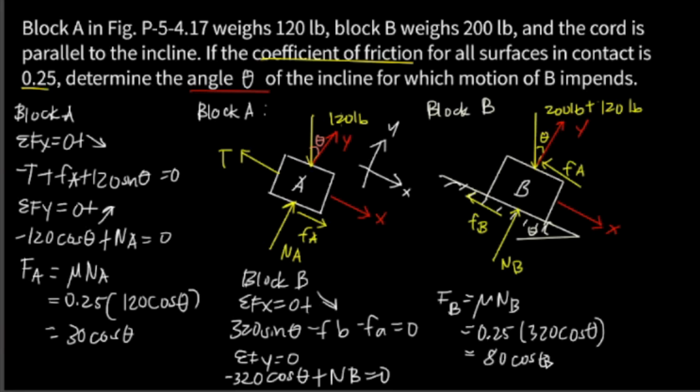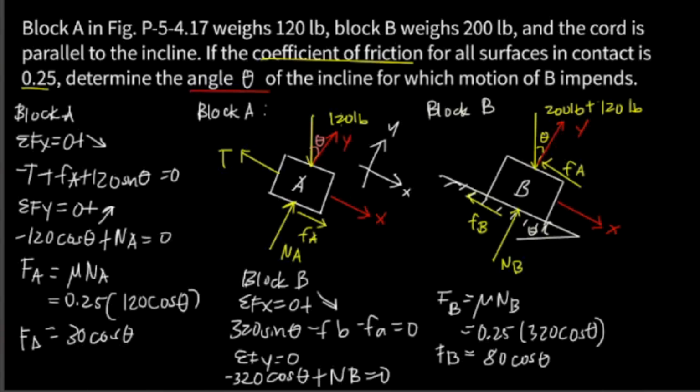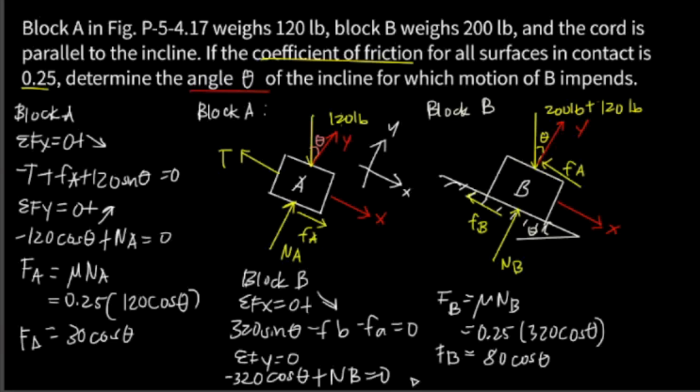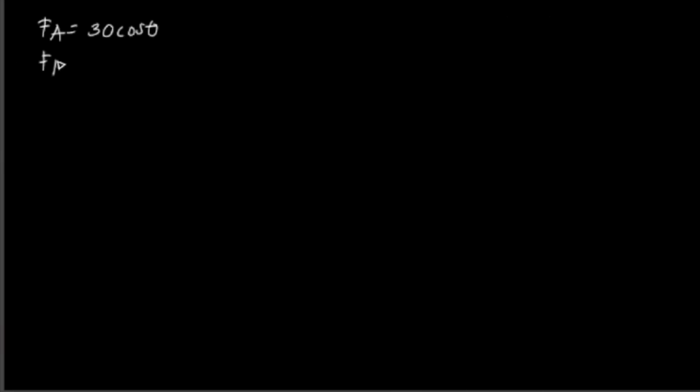Ang pwede natin gawin dito is, nakuha na natin ang FA, tapos FB. Parehas silang cosine, so pwede natin silang i-combine. Mag-next page na lang tayo. Meron tayong FA. Sulat natin: FA is equal to 30 cosine theta. FB is 80 cosine theta. Isipin natin yung pwede nating i-multiply sa 30 para ma-equate natin dito sa 80 natin.